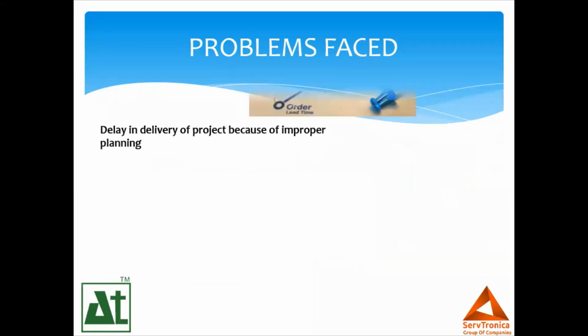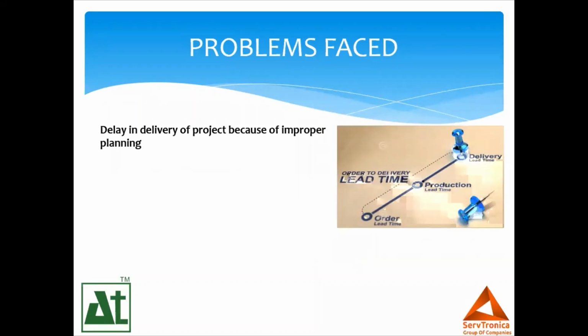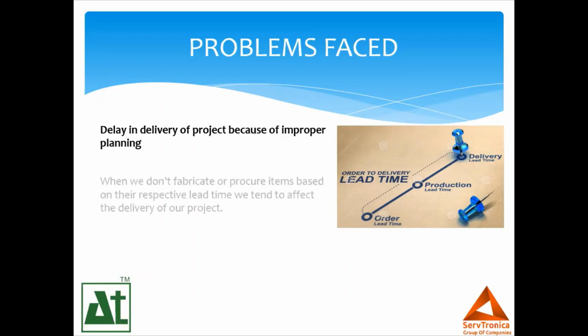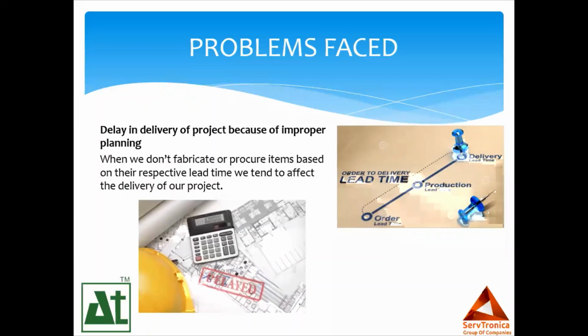Next is the delay of project delivery because of wrong planning. Every project, every machine has a set delivery date. If I get an order today, I'm supposed to deliver it in say 4 months, 5 months or 6 months of time. Within this span of time, I need to plan my complete project based on the lead time. And if I fail to do that, my project gets delayed.